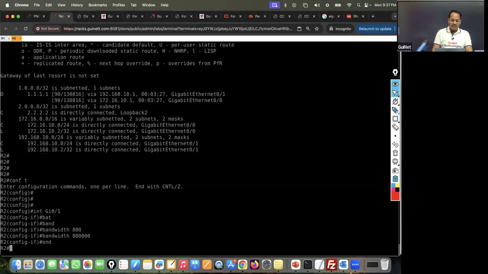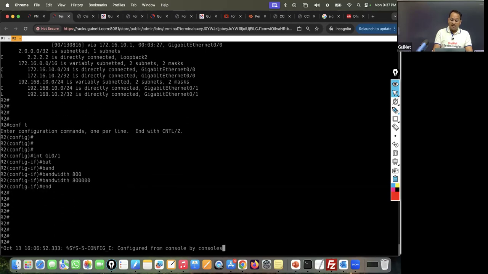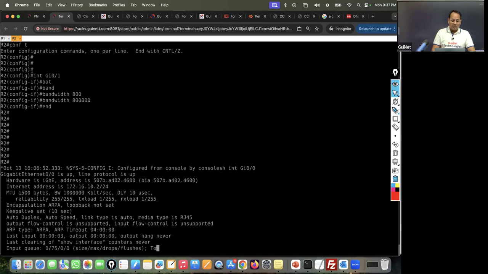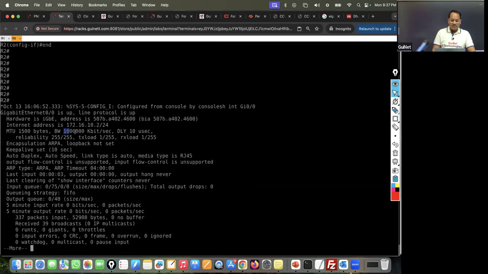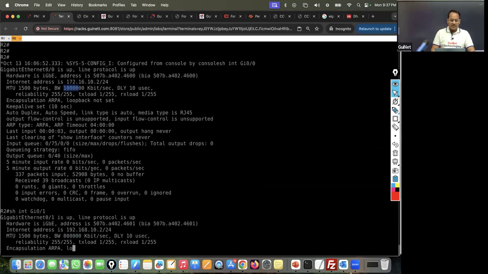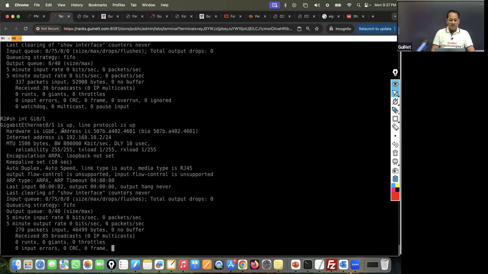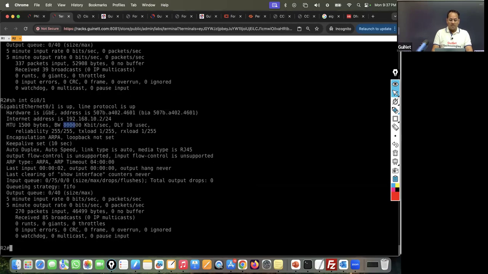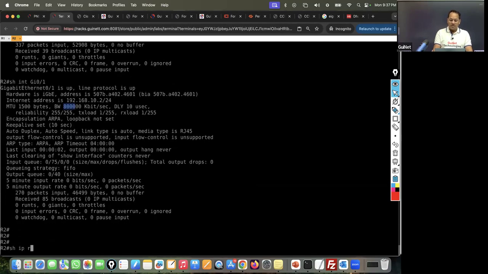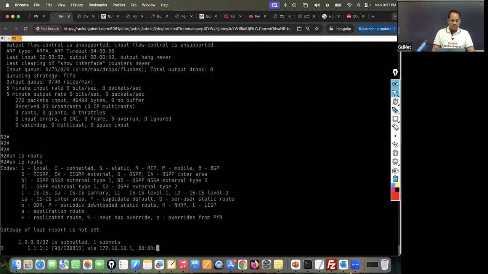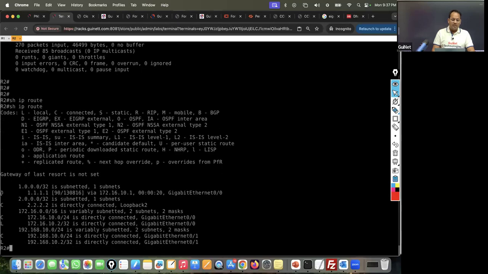800 Mbps. Earlier, if you go in interface gig 0/0, you're going to see the bandwidth is 1000 Mbps, right? But if I go to 0/1, you're going to see now bandwidth is 800 Mbps only, not 1000. Now if I check show ip route, we only have one path. It removed the other path from the routing table.